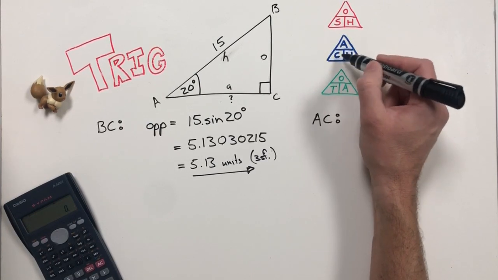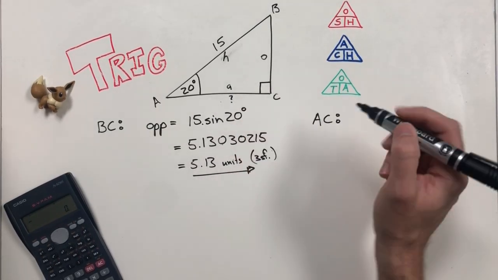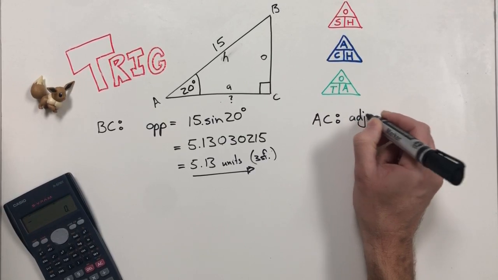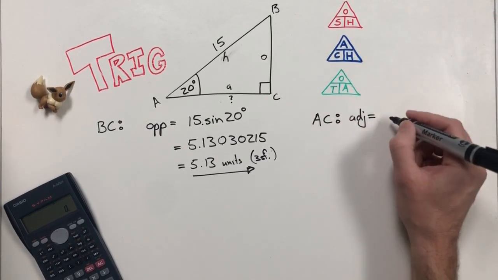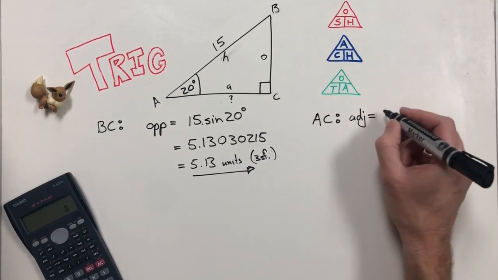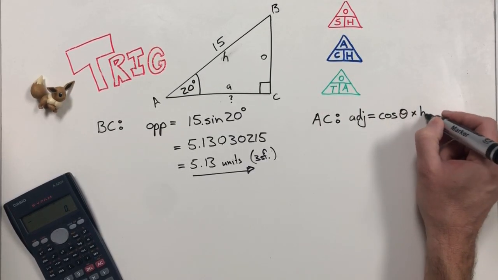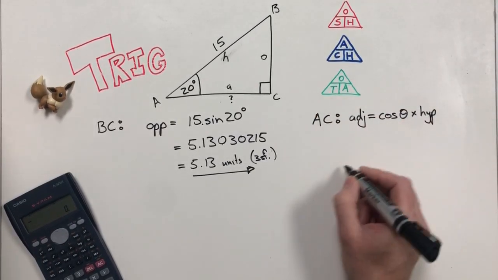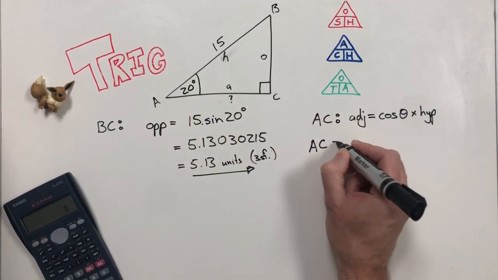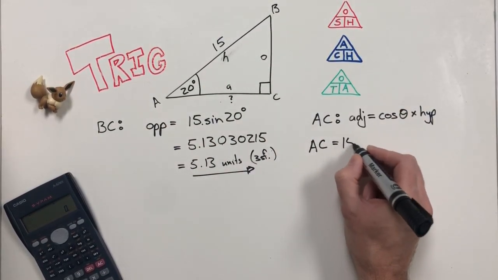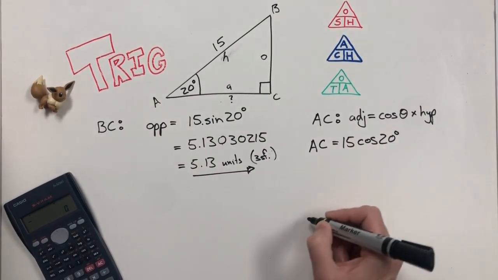And now I just have to rearrange the formula so that I don't make the mistake I did earlier. I want the adjacent side first. So adjacent, I want that as the subject, or I could have done AC. The adjacent side would be the cosine of the angle times the hypotenuse. So that's the rearrangement that I would do. So if I wanted to plug this in, I can say AC, because that's that length, is equal to the hypotenuse, which is 15 times the cosine of 20 degrees.